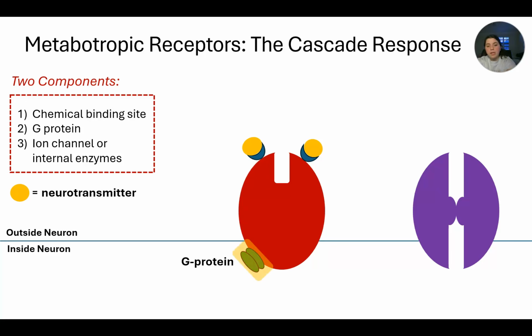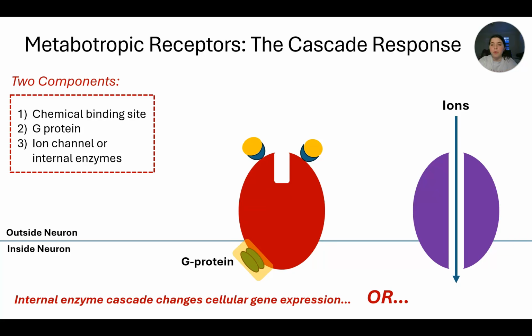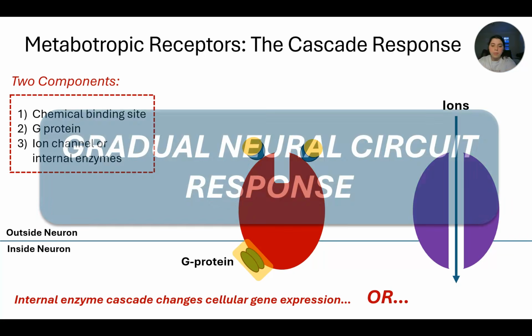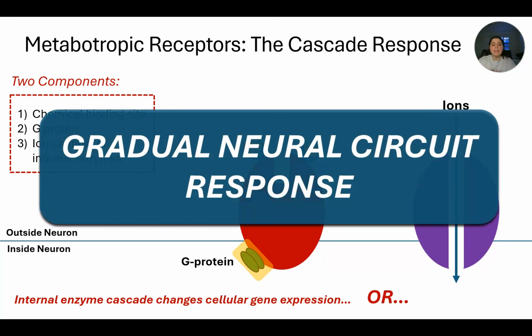The G protein at the base of the metabotropic receptor will be activated, and then either a downstream or nearby separate ion channel will be opened, and ions will flow through, or some internal enzyme cascade is going to cause cellular gene expression changes. And so that'll result in a gradual neural circuit response.